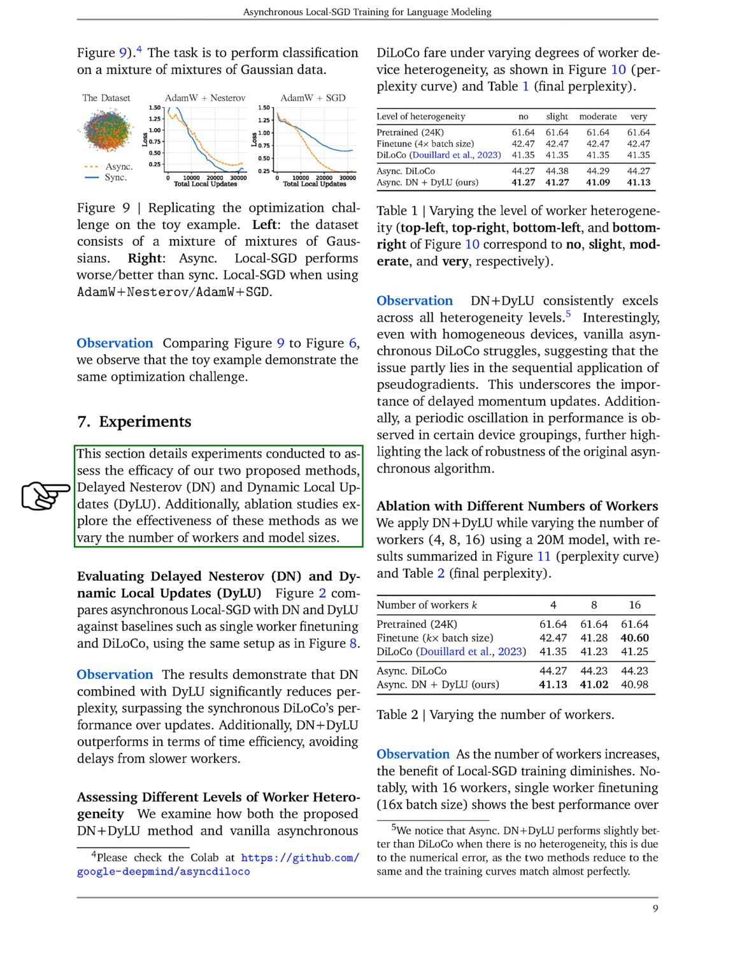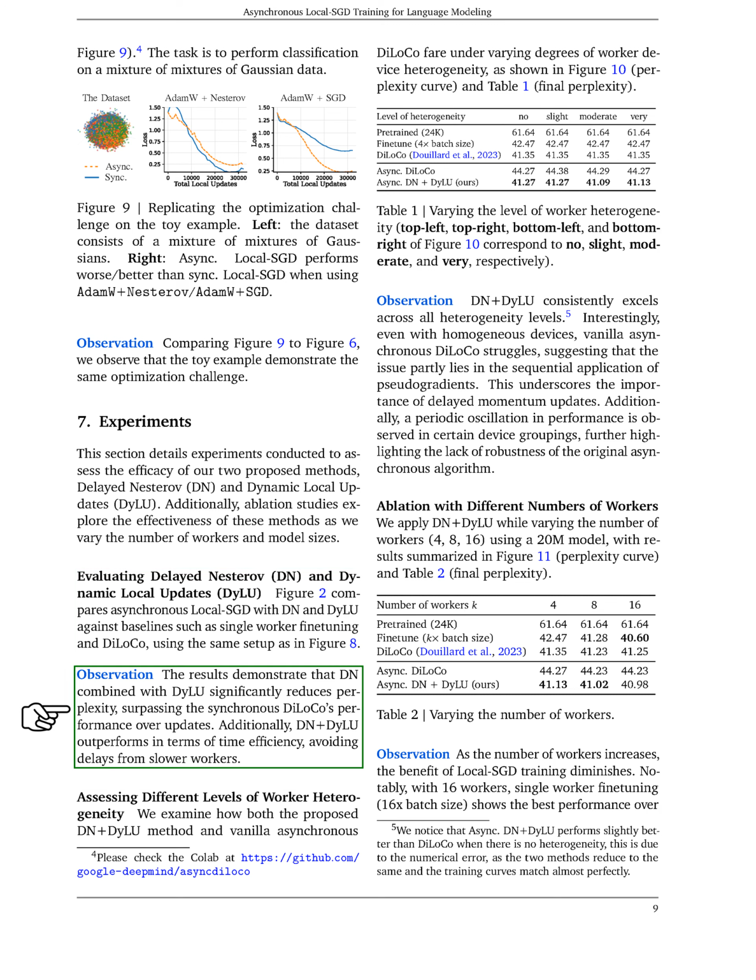We've conducted experiments to test the effectiveness of two methods we've proposed: delayed Nesterov (DN) and dynamic local updates (DyLU). We've also studied how these methods perform when we change the number of workers and the size of the models. When we compared asynchronous Local-SGD with DN and DyLU to other methods, such as single worker fine-tuning and DiLoCo, we found that combining DN with DyLU significantly improved results. This combination was more effective and time-efficient than the other methods, even outperforming the synchronous DiLoCo's performance over updates.